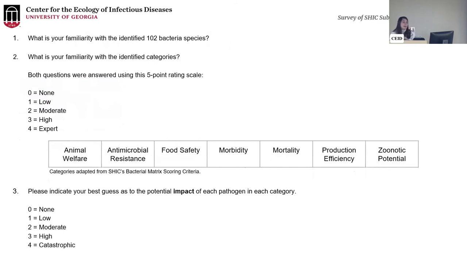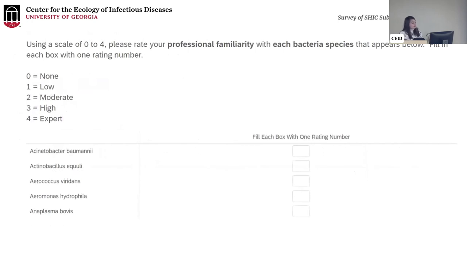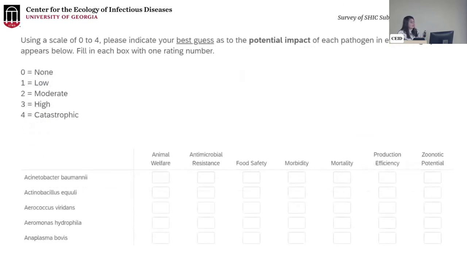Okay, so we sent a Qualtrics survey that both gauged expert familiarity with these different species and impact categories, as well as actually garnered their opinion about how impactful these different bacterial species will be. And this was on a 5-point scale, 0 having no impact, low, moderate, high to catastrophic impact. And so for each, they were able to rank the familiarity. So had they even seen the species name before, as well as a ranking in each of these 7 categories, what is the impact of this bacteria?